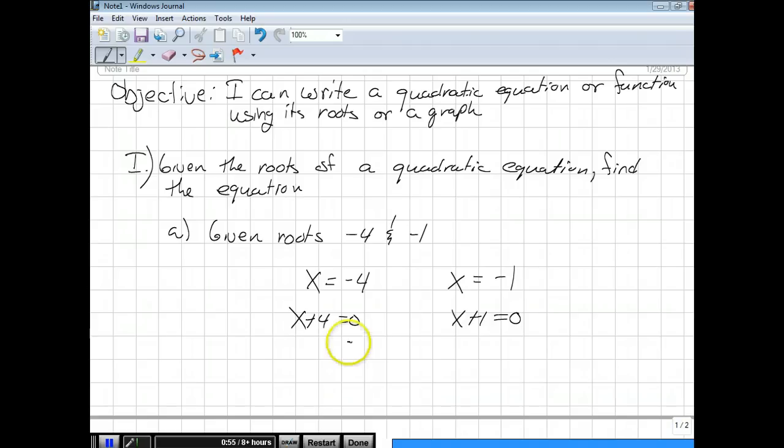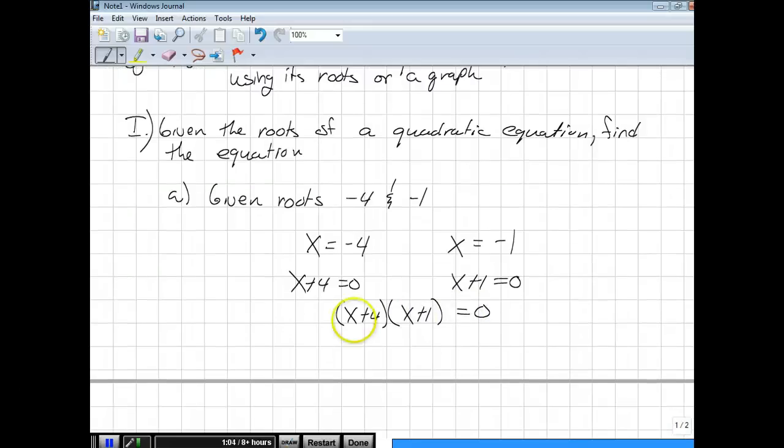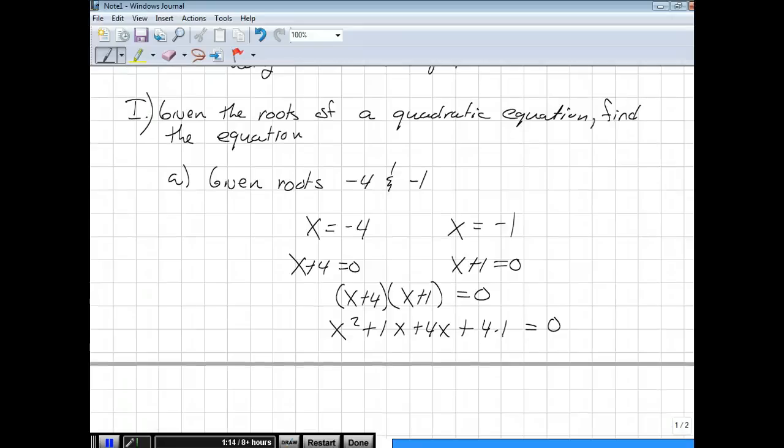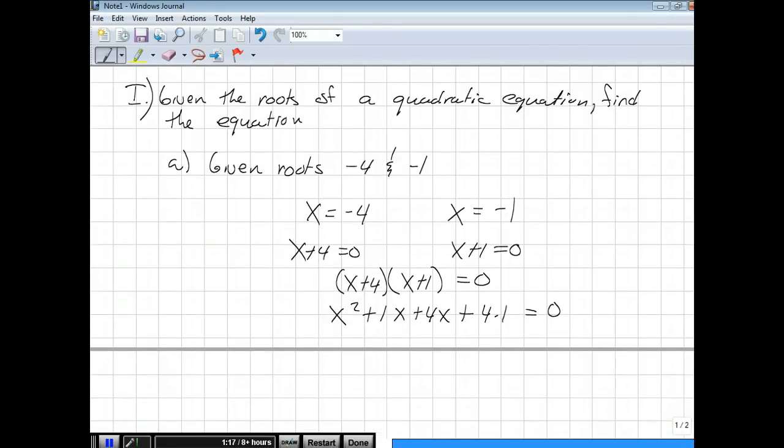Okay, and then if I take those two factors and multiply them together, I get x squared plus 1x plus 4x plus 4 times 1 equals 0. Okay? And so the question is, how is this related to the roots?